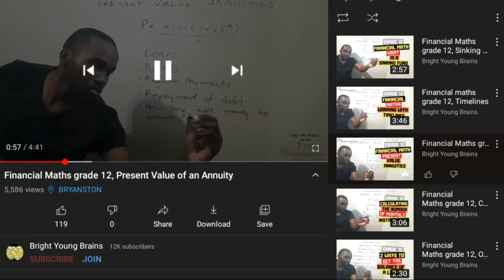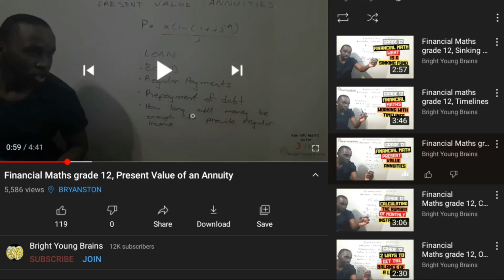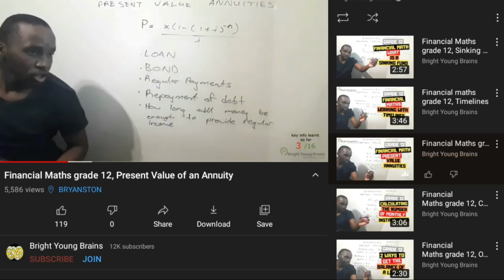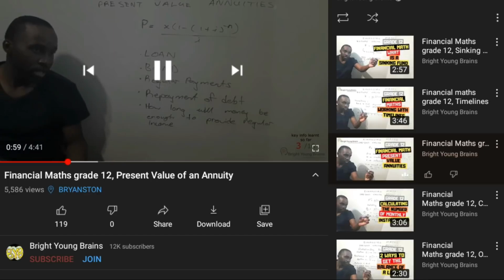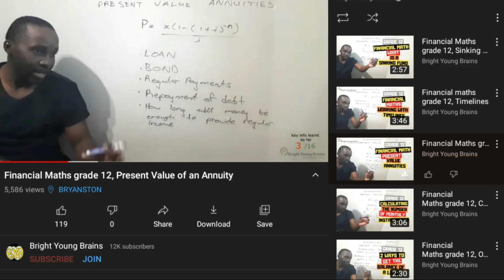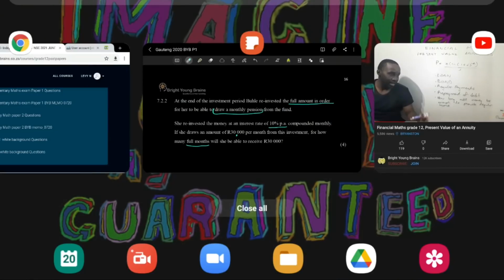And then here you see the last bullet point. How long will money be enough to provide regular income? You see, questions like that. How long will this money be enough to provide regular income? Cases like that, you're definitely going to use the P formula, which is a scenario like this one.